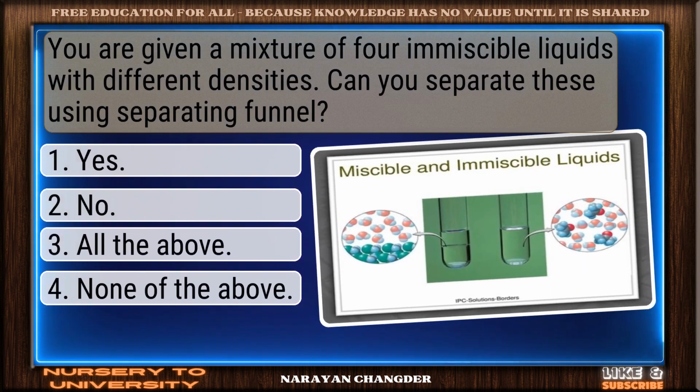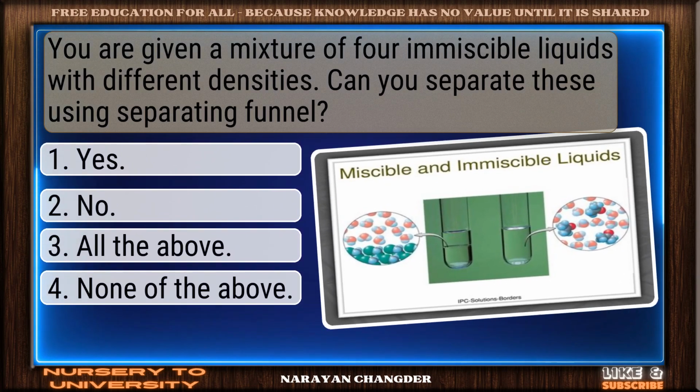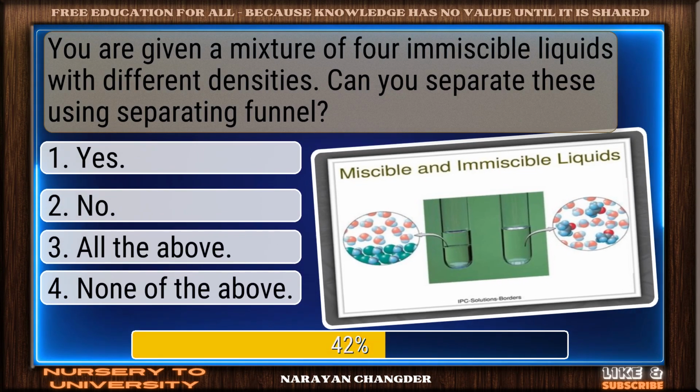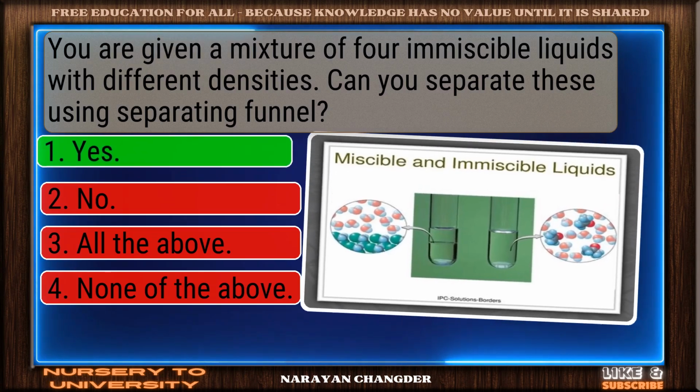Question number 22. You are given a mixture of 4 immiscible liquids with different densities. Can you separate these using a separating funnel? Strong choice. Yes is the right answer.